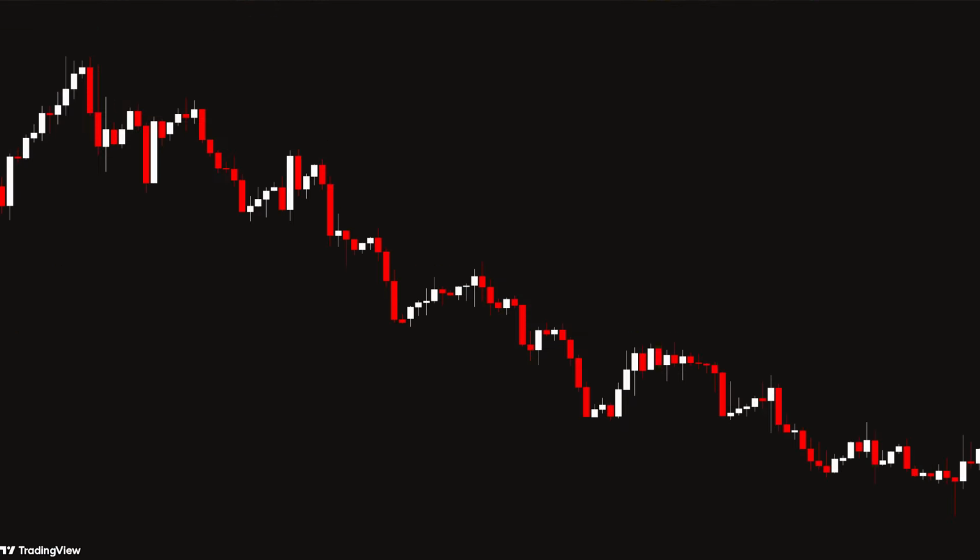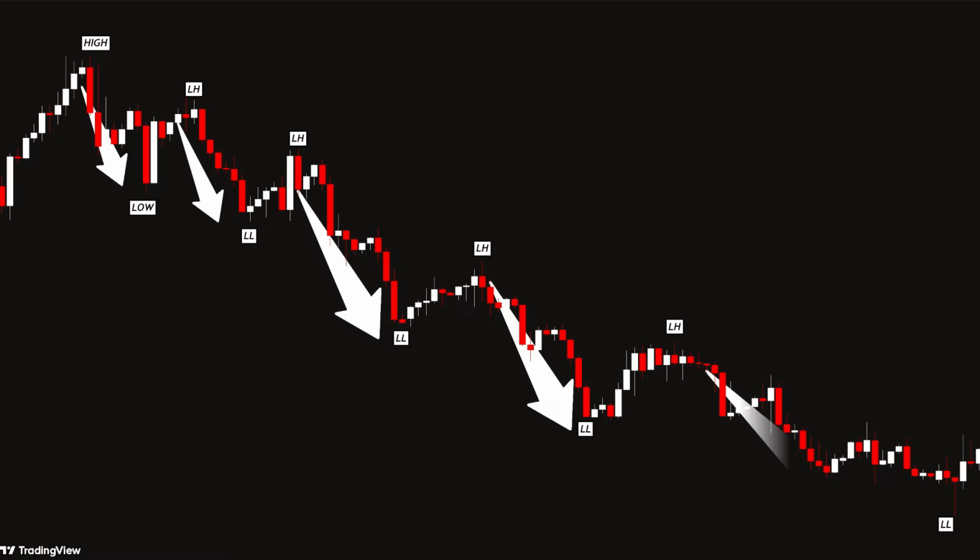On the chart you can see it clearly. Price slides down, pauses for a moment, then continues down. Watch the lower highs and lower lows. That's the pulse of a downtrend. Recognizing this makes it easier to time your entries without chasing the market.